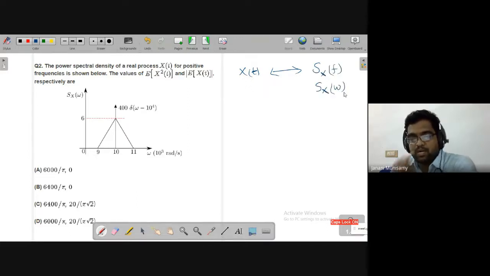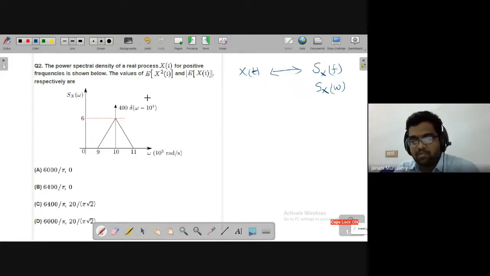The power spectral density means in the frequency domain. So instead of in the f domain, they were represented in the frequency domain. So now we want to calculate what is E of x square of t.